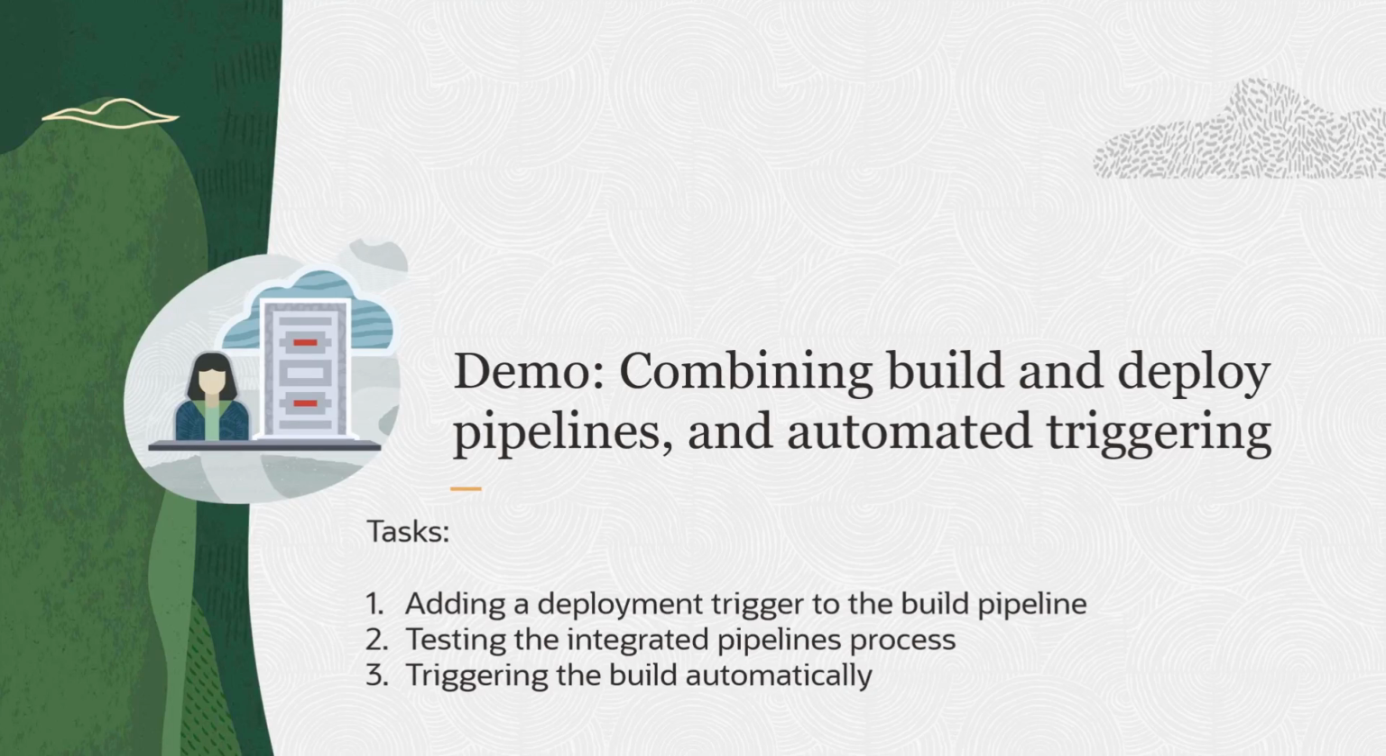At first, we will add a deployment trigger to the build pipeline. Then we will be testing the integrated pipeline process. Towards the end of this demo, we will be creating a trigger which will invoke the build pipeline automatically.